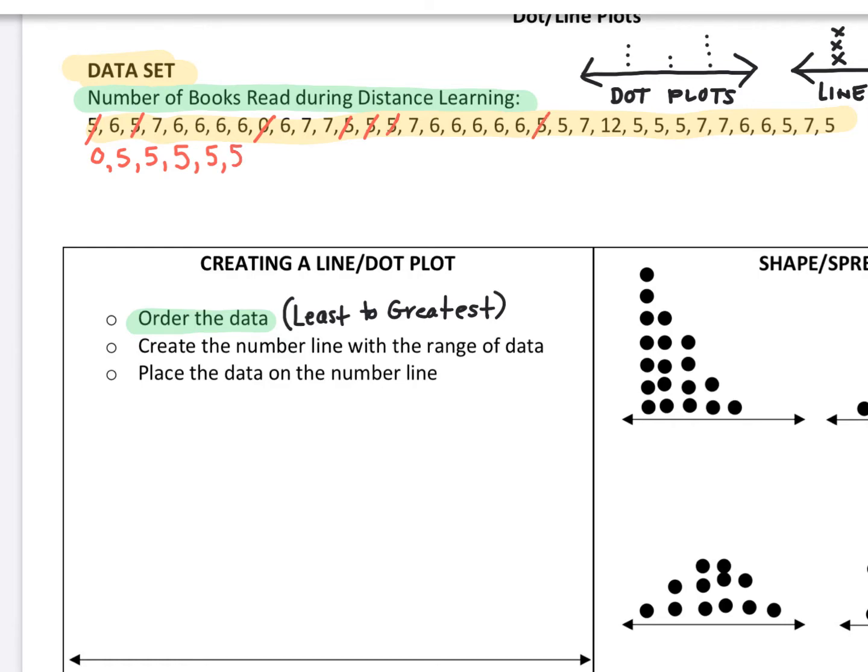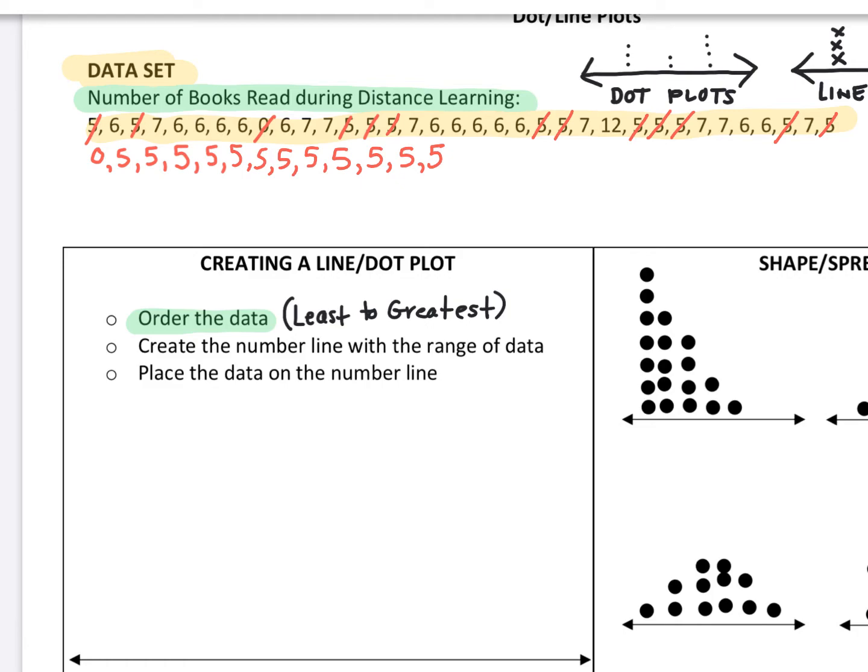I found another 5 here, so I'm going to put it there. I found another 5 here, so I'm going to put it down here. I found another 5, so I'm going to put it down here. You notice I'm just following the same pattern. I'm getting another 5, so I'm putting it here. And I see one last 5 at the end, so I will put it here. I don't scratch them out just in case I make some mistakes. I can go back and fix them. Okay, let's go to the next one.